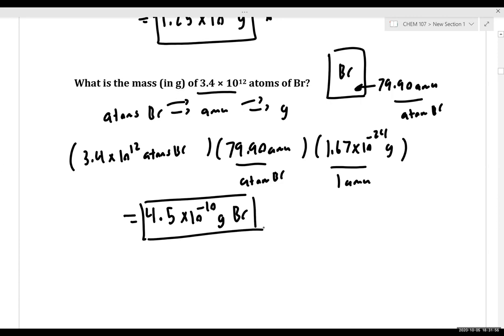Does this example make sense to everyone? Does this example make sense? Yes. Any questions on these examples?